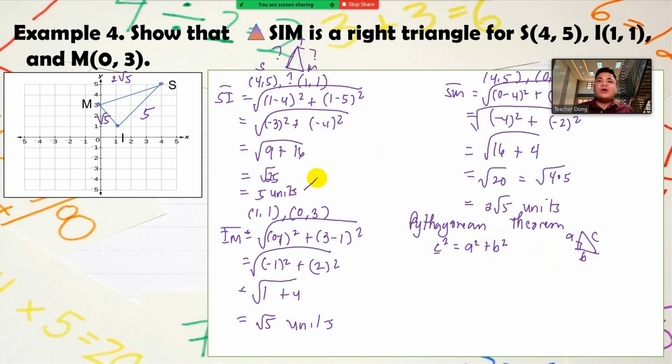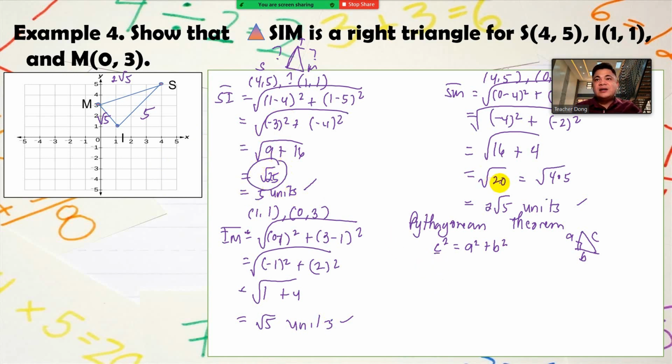So look for the highest value. Which is the highest value? So 5, 2 square root of 5, or square root of 5. So 2 square root of 5 is approximately 4 point something. It's not the highest. Okay, so it's 4.47. Then square root of 5 is approximately 2.236. So it means that 5 is the highest, so therefore 5 is your hypotenuse.